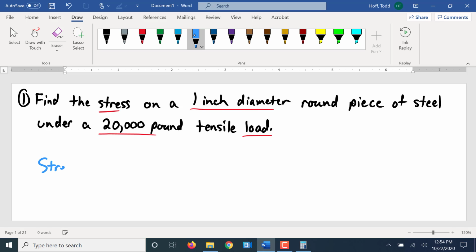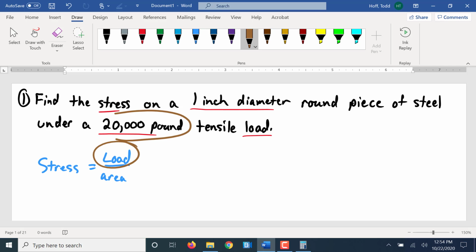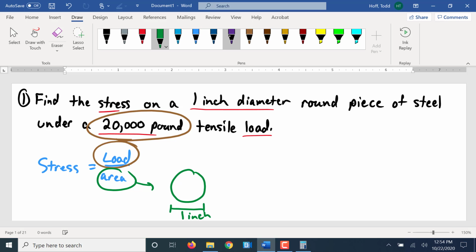So we know that stress is a load divided by or distributed over a cross-sectional area. So our load here is just the 20,000 pounds, nothing to calculate there. The area is going to be the area of that 1-inch diameter circle. Well, that 1-inch diameter has a 1/2 inch radius. So our area here will be pi times 1/2 inch squared. Calculate that out, that becomes 0.785 square inches.